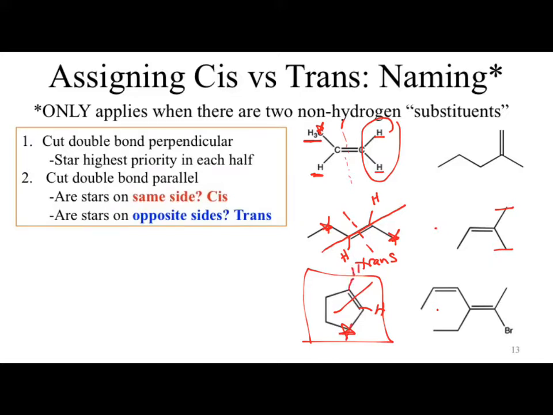Let's look at our other direction. Hydrogen versus carbon. Carbon gets starred. We cut our double bond parallel. Where are our stars? Same side, so they'd be cis. Do we have to be concerned about the trans conformation? No. The ring structure prevents the trans conformation from being possible.